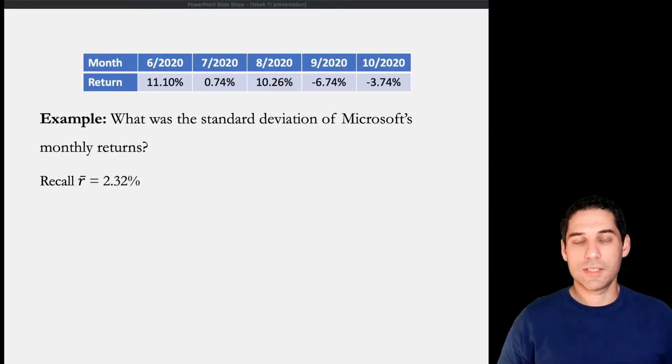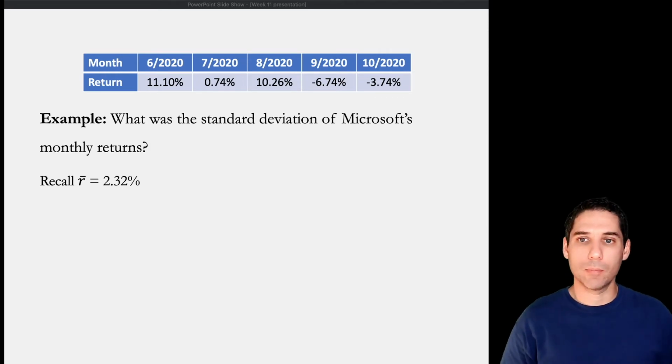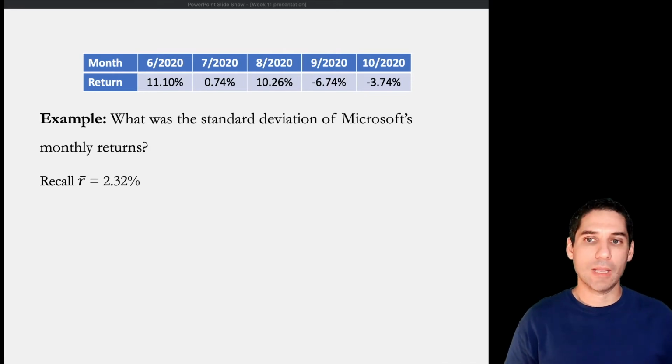Now let's do an example. Let's go back to the monthly returns of Microsoft, the actual numbers, and let's compute the volatility of those returns. So let's compute the standard deviation of Microsoft's monthly returns. While doing that, we need the R bar, the arithmetic average, and we had already done that. We had found that to be 2.32%.